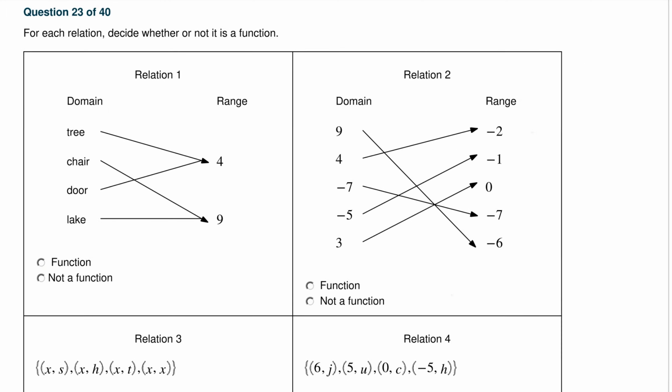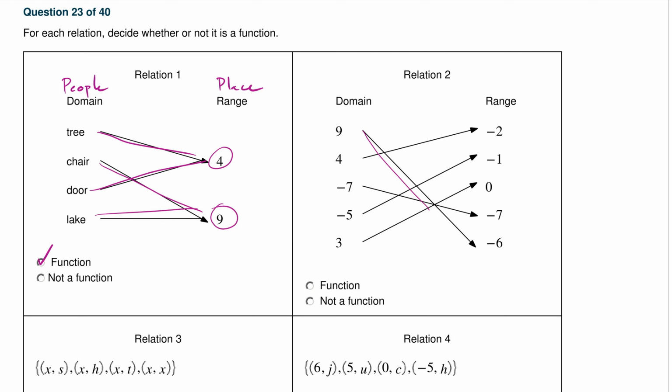23. For each relation, decide whether or not it is a function. Okay, function, we talk about people and place. All people can go to the same place, but one person cannot be at two places. So domain is your people, and range is your place. So in this case, we have tree and door go to the same place. That's fine. Chair and lake go to the same place. That's okay. So this is a function.